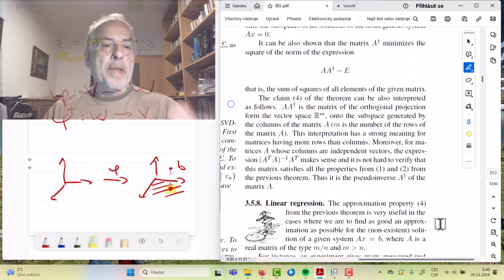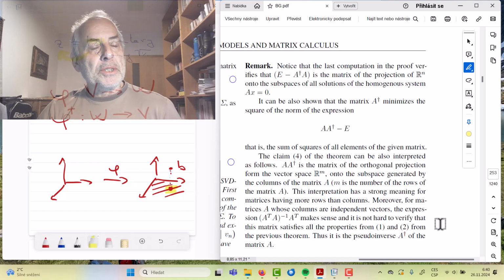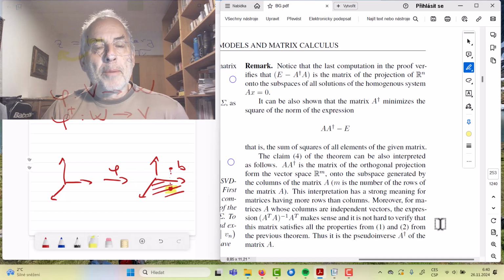Right, and then there is some simple glimpse or glance towards some applications, so you can just have a look at it yourself.